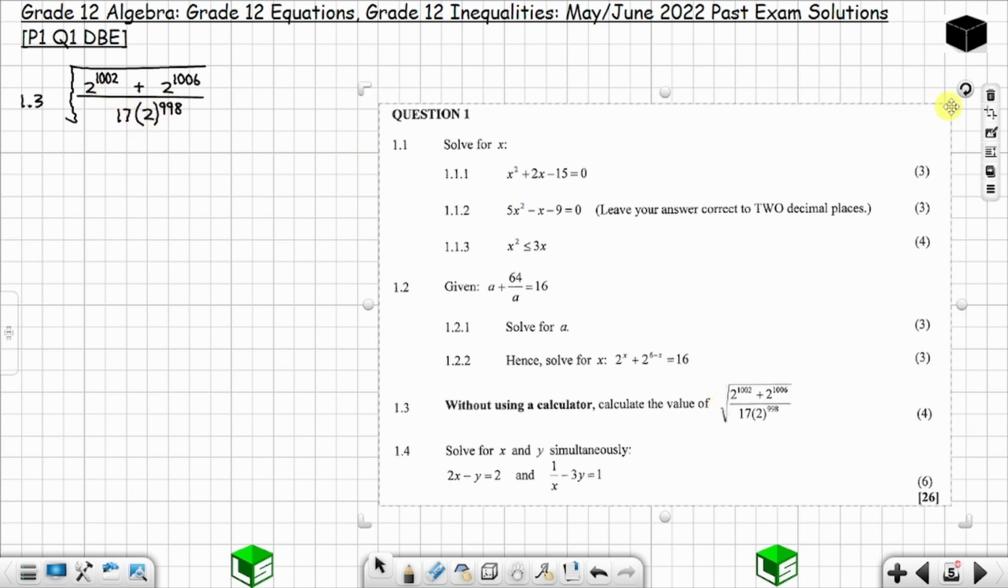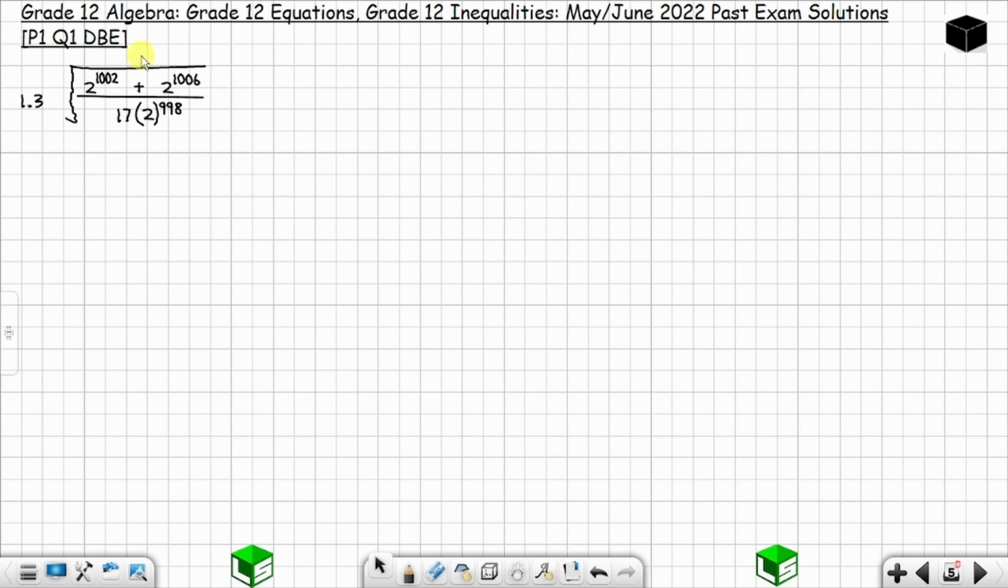Okay, let me close this. You have to calculate without using a calculator. So you are given this. This is equal to, you have the square root. Can you see in the numerator, you have this 2 to the power of 1002 plus this 2 to the power of 1006. What is common in both? You have 2 to the power of 1002 in both. So you can factorize it outside of the bracket.